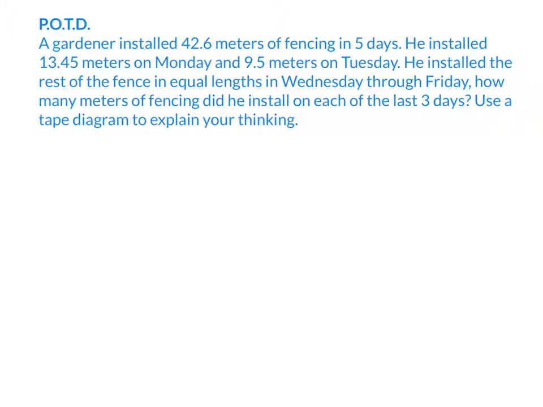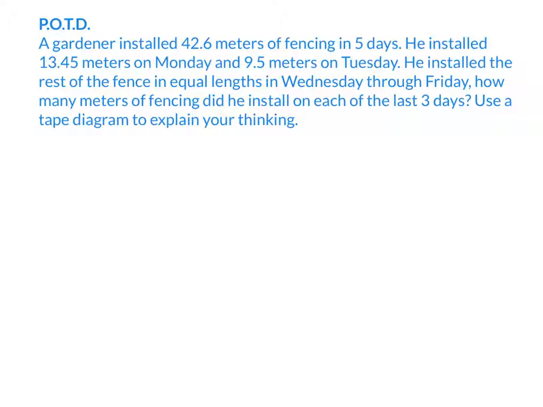It says a gardener installed 42.6 meters of fencing in 5 days. So how long did it take the gardener to build the whole fence? 5 days. And how long is the whole fence? 42.6 meters. Very good. Now, in 5 days, so on Monday, he installed 13.5 meters, and on Tuesday, he installed 9.5 meters. Is he done with the whole fence? No. There's still a certain amount left, right?